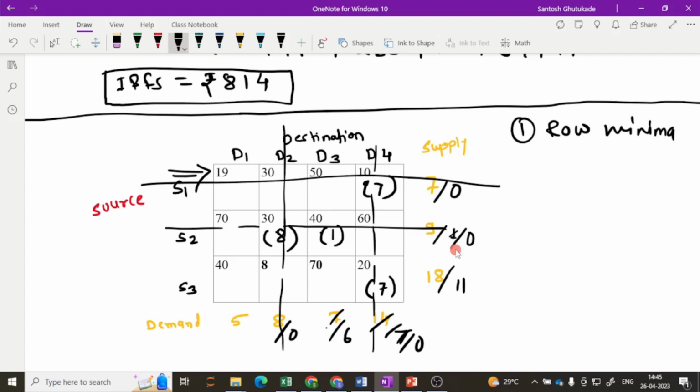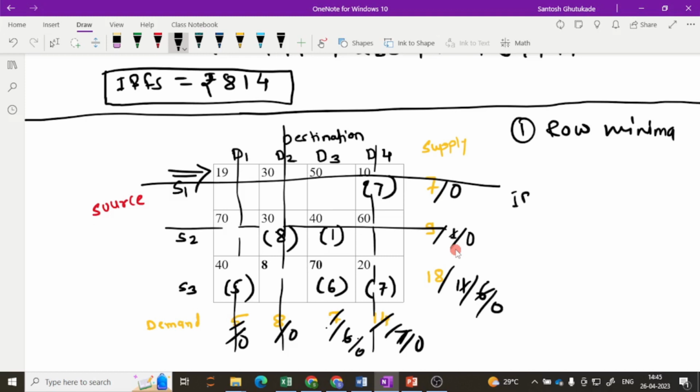And now the next minimum is 40. So the supply is 11 and the demand is 5, so we will give 5 here. Here it becomes 0, and here the remaining is 6. And now we will cross this column. Now 70 is the value remaining, 6 is the supply and 6 is the demand. So we will give the 6 value here. So the demand is fulfilled and the supply is fulfilled.